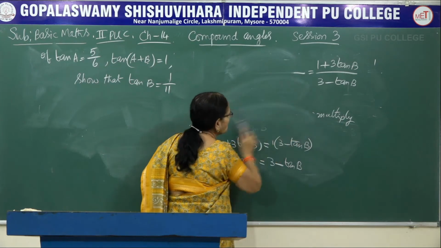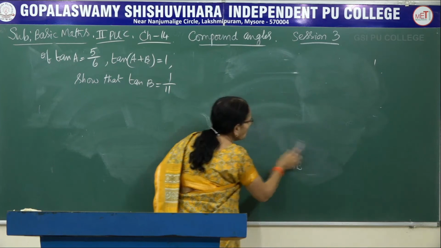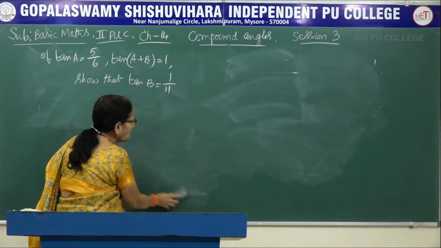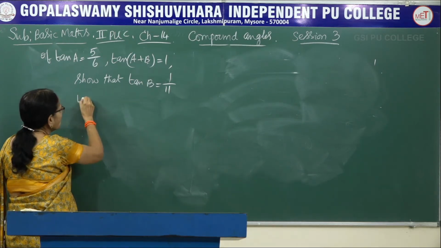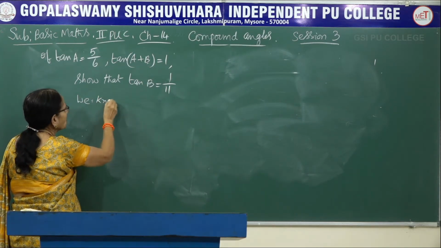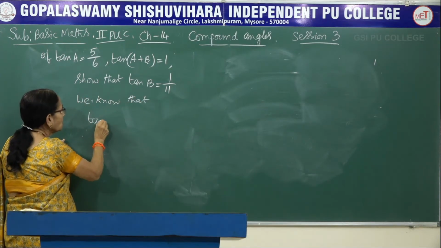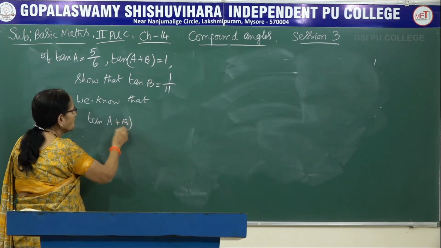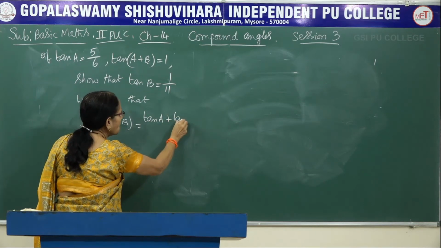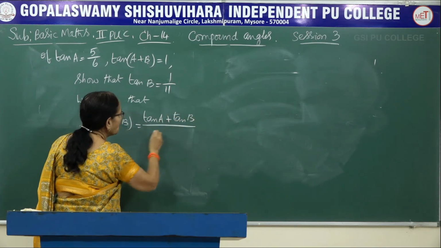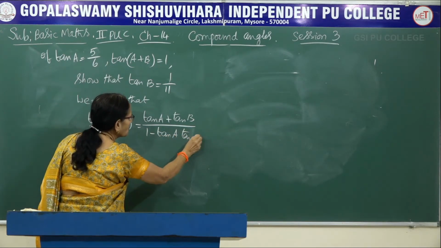Because tan of a plus b is given, first we write the expansion of tan of a plus b, substitute all the known quantities, and automatically we will get the value of the unknown quantity. So start like this. We know that tan of a plus b is equal to tan a plus tan b divided by 1 minus tan A into tan B.